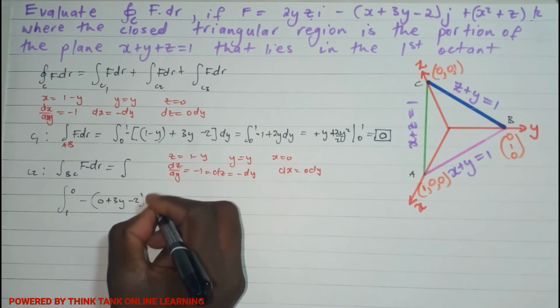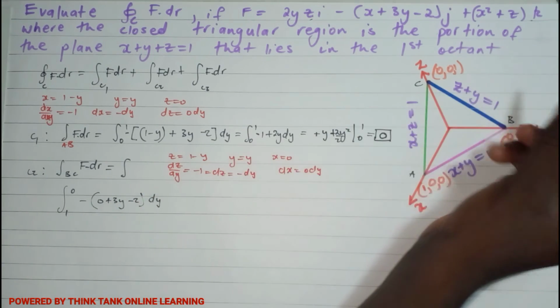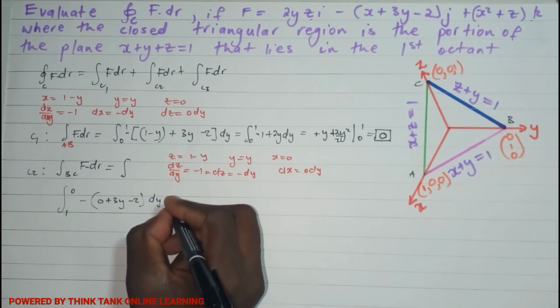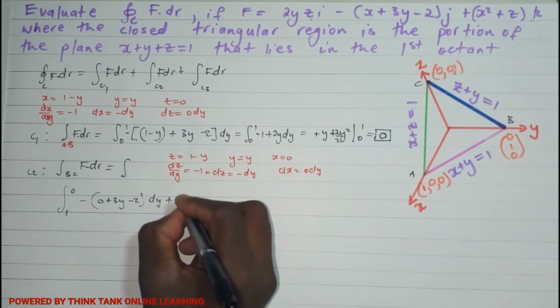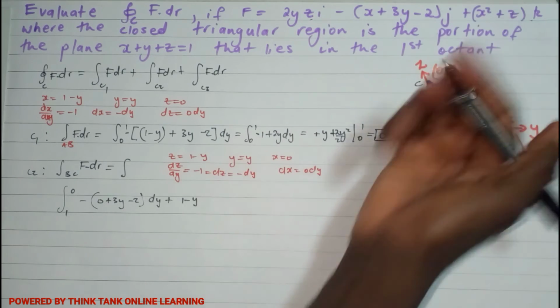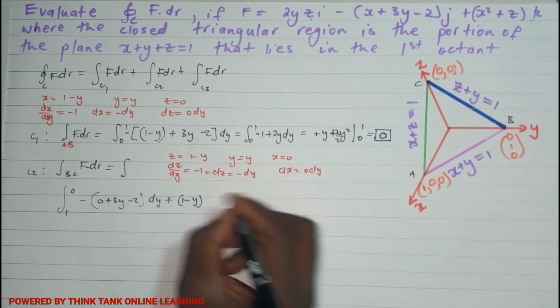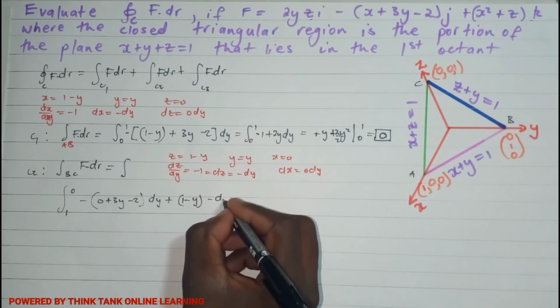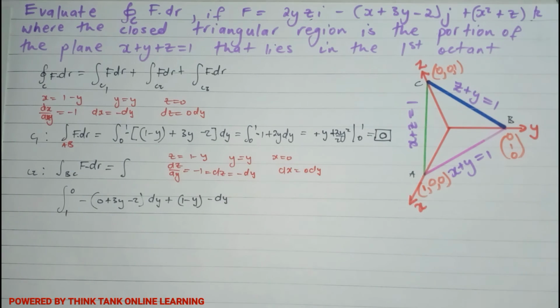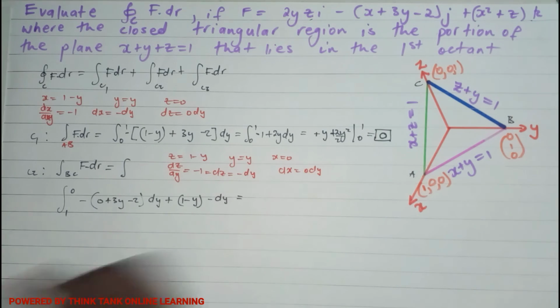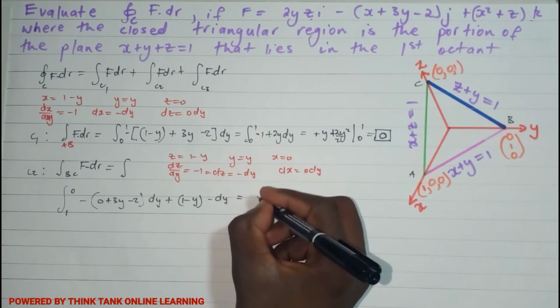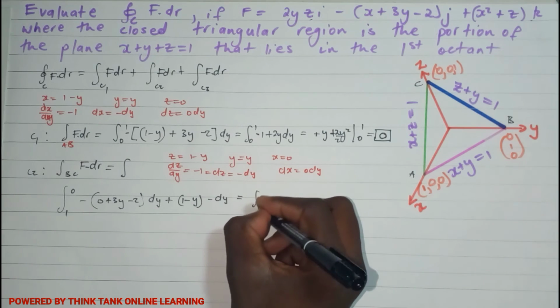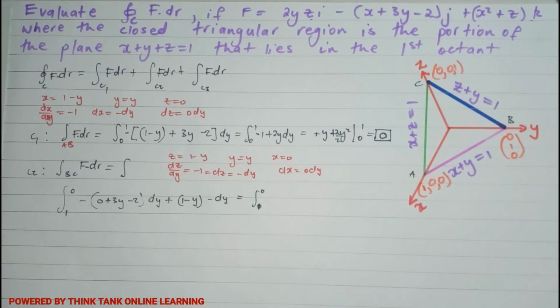Then for j it is dy. Then for z, we have z equals 1 minus y. x is 0. Then for k, which is dz, dz is negative dy. So let's integrate here. If we integrate, we're going to have the integral from 1 to 0. Let's group for integrating.